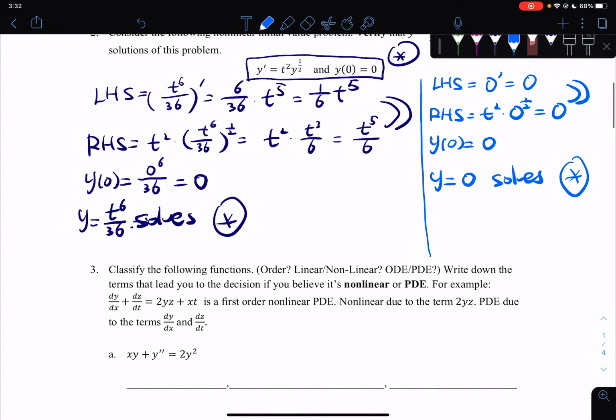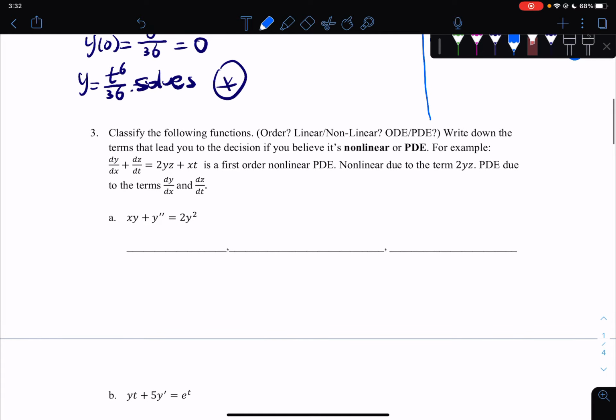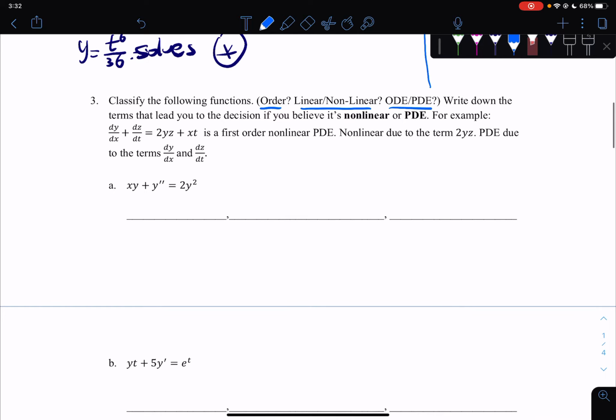Okay, so the next thing we are going to talk about is how do we do classification. Usually we classify it from 3 different points of view, right? We said it in class already. What I mentioned here is I want you to be able to name the special term that leads you to the conclusion. So the first problem we have here is second order, quite obvious, and it is nonlinear.